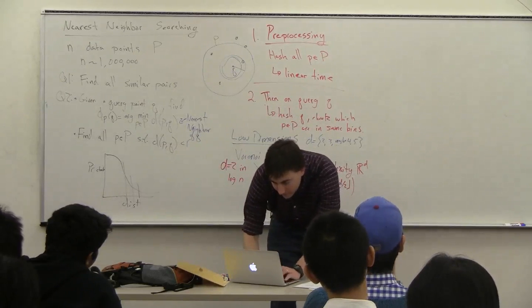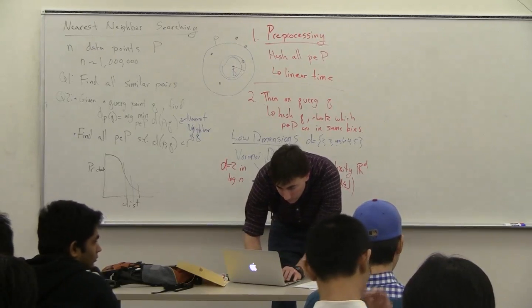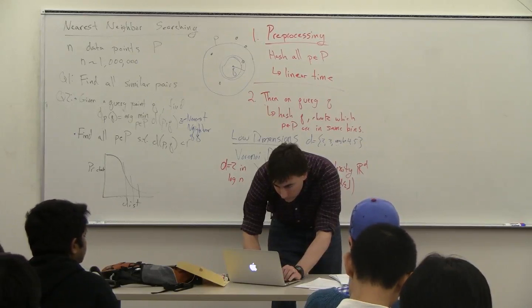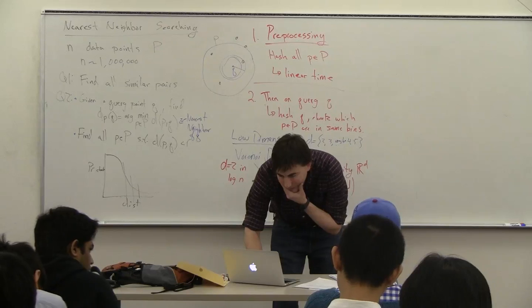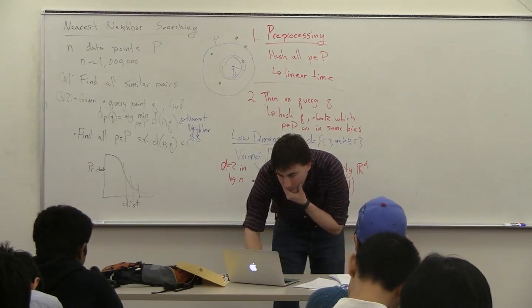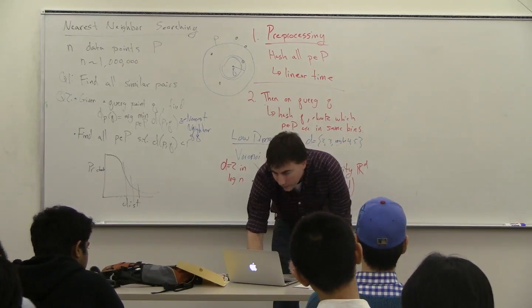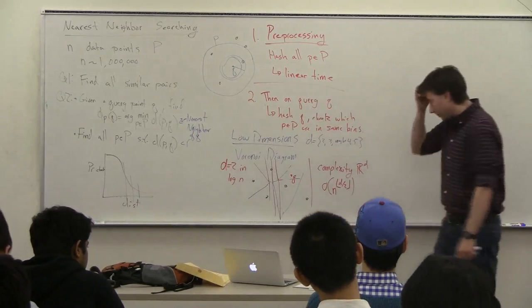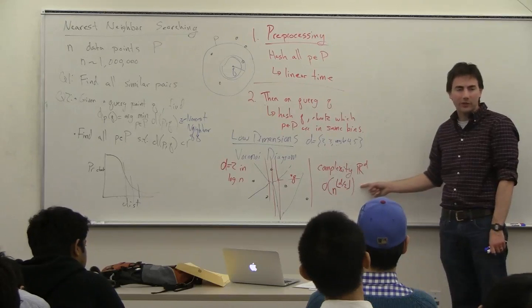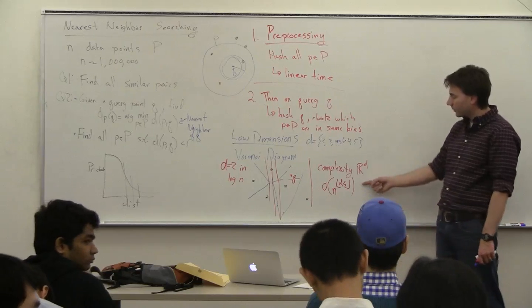Okay, it's possible I'm wrong, so I will check this up. I will look this up in my notes. So it's possible it's already n squared in 3D.